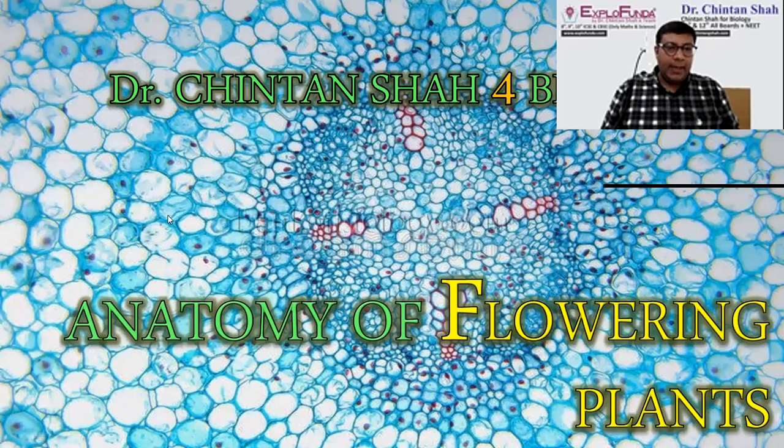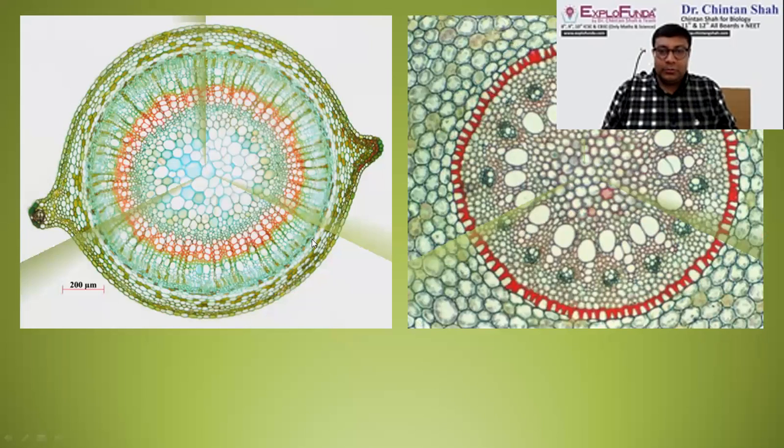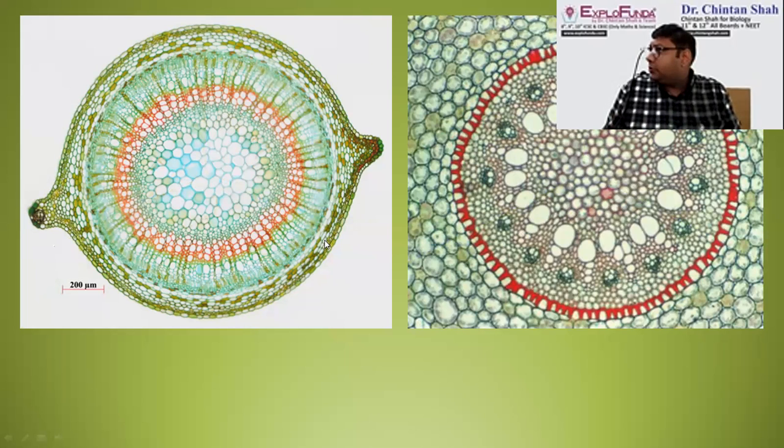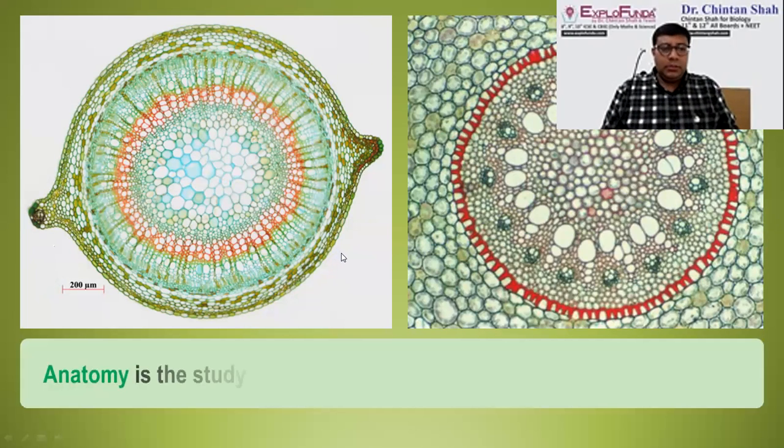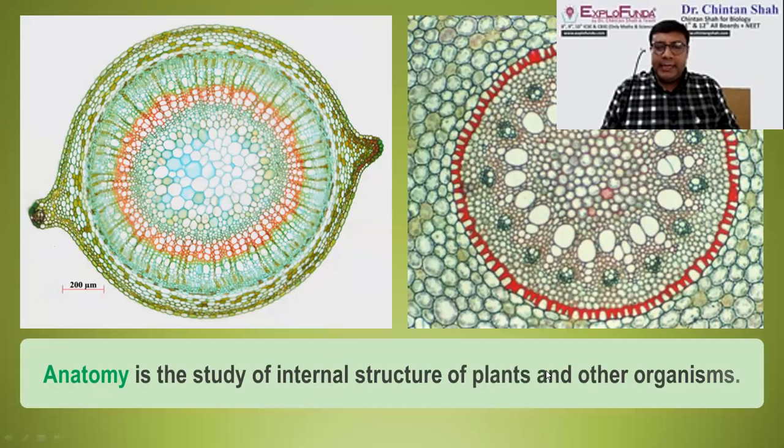What is in the background? This is a transverse section. Once the transverse section is taken, it is stained with two stains. As a result, it has a double color staining, and that's how it looks under the microscope. That's what I have taken in the background. You can say it is the stem; it could be the root also. Anatomy is the study of the internal structure of plants and other organisms. So anatomy means we are studying the internal structures of the plant.